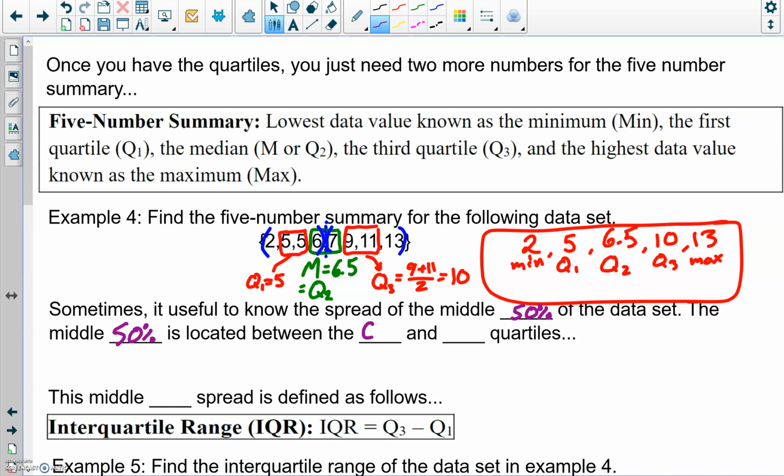So the middle 50% is located between the Q1 and Q3 quartiles. So visually, again here, just real quick, you've got your median here, you've got your first quartile, your second. So overall, you're looking at right here, this is the middle 50%.